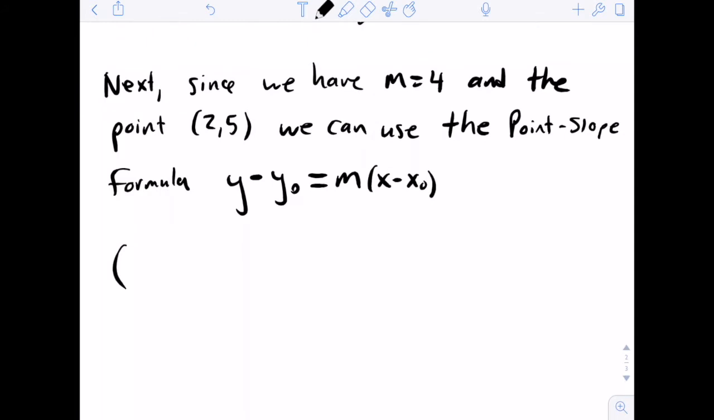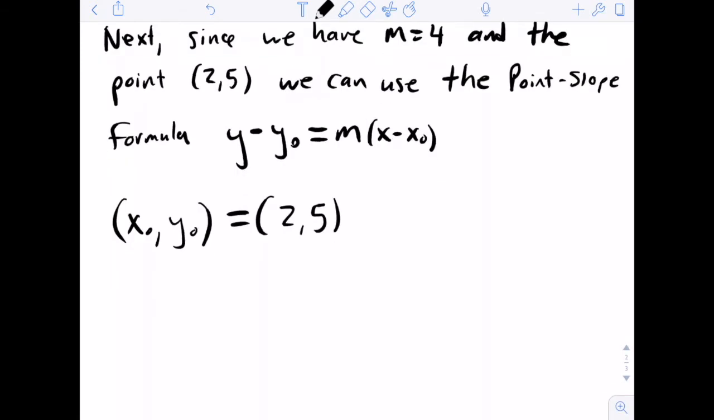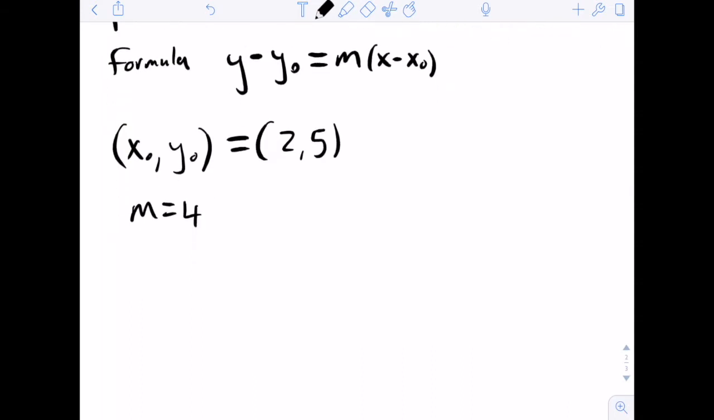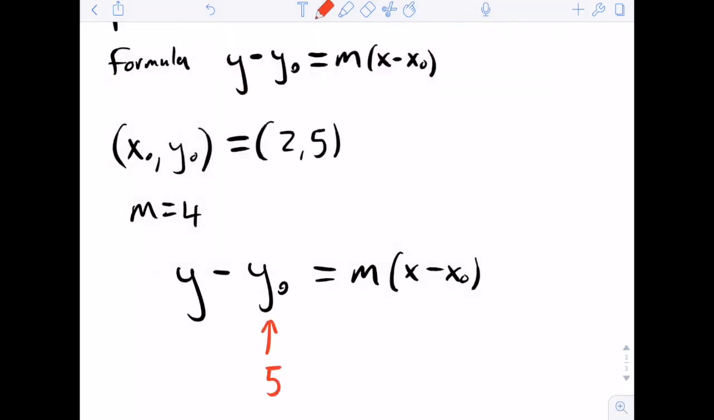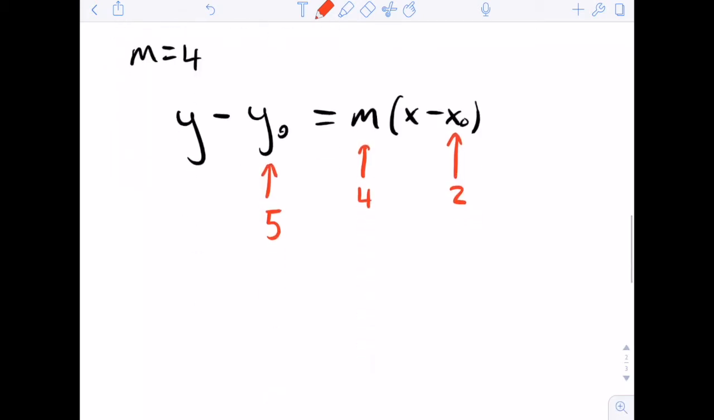The point (x naught, y naught) is just the one that we're given, (2, 5), and the m, we know, is 4. So when we plug this into the equation, y minus y naught equals m times x minus x naught, the y naught here is 5, the x naught is 2, and the m is 4. So we have y minus 5 is equal to 4 times x minus 2.